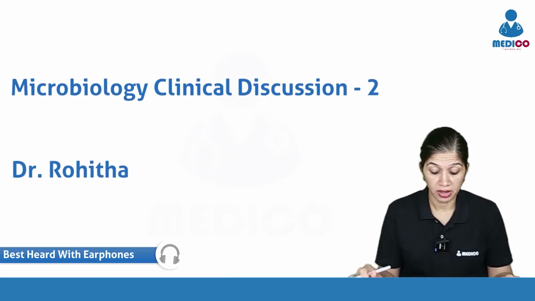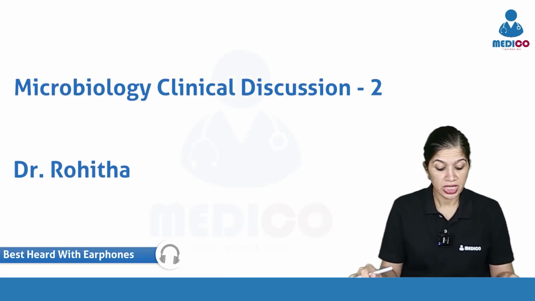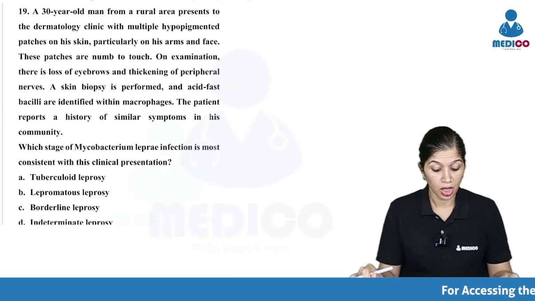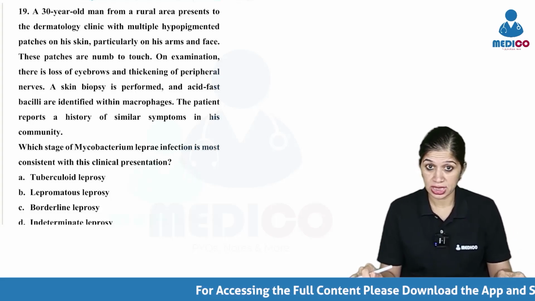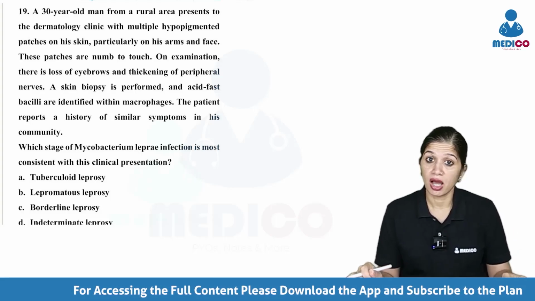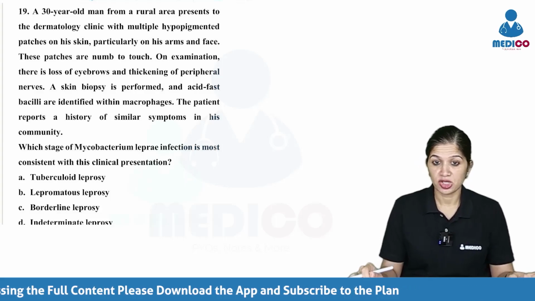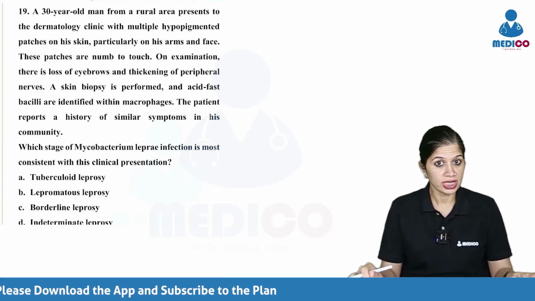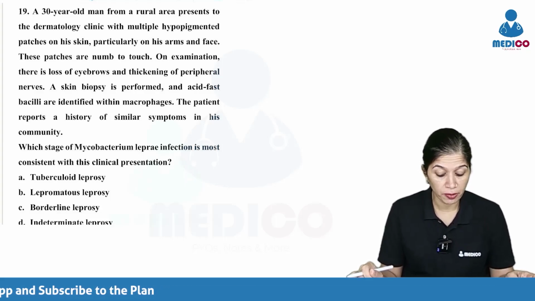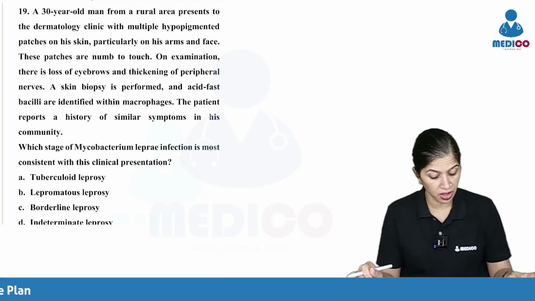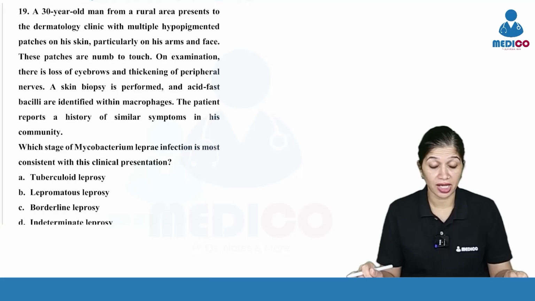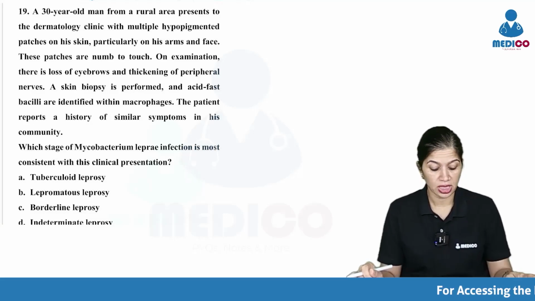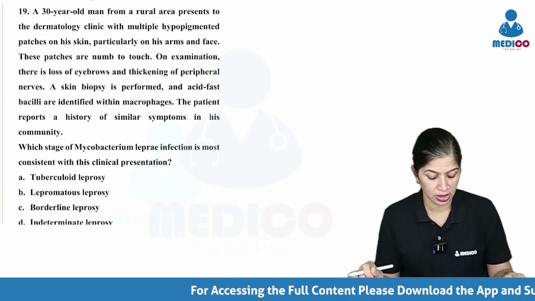A 30-year-old man from a rural area presents to the dermatology clinic with multiple hypopigmented patches on his skin, particularly on his arms and face. These patches are numb to touch. On examination, there is loss of eyebrows and thickening of peripheral nerves. Skin biopsy is performed and acid-fast bacilli are identified within the macrophages. The patient reports a history of similar symptoms in his community.